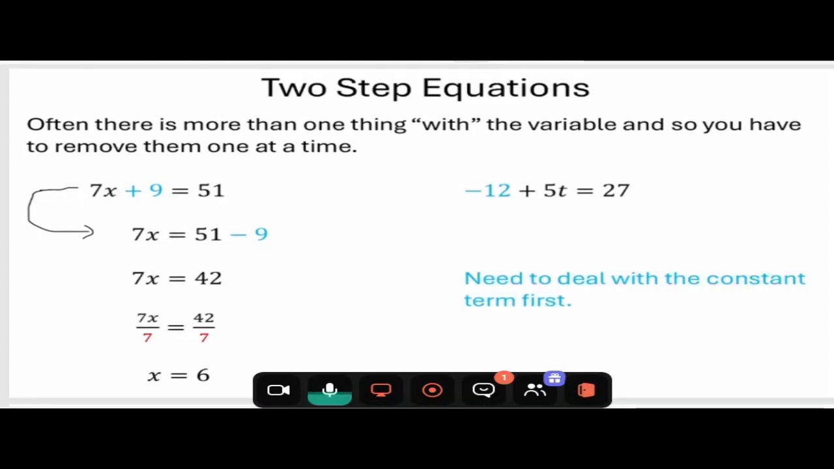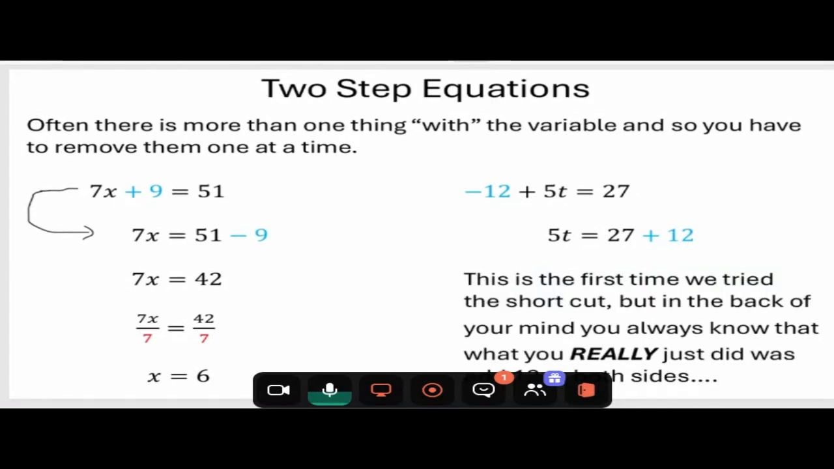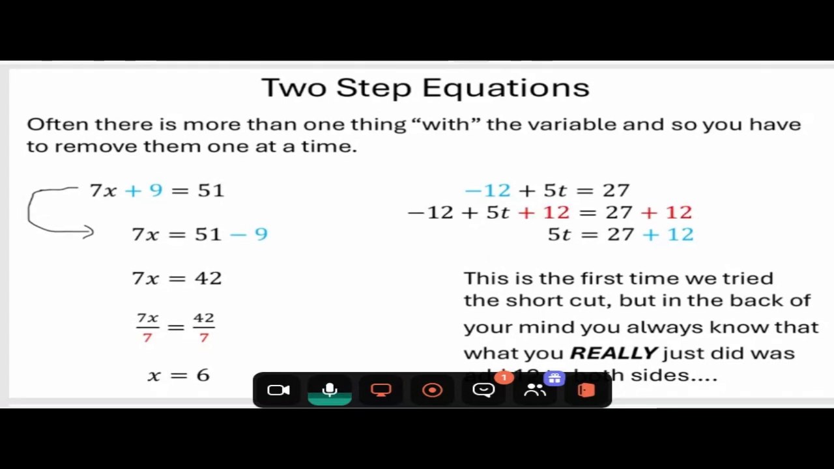So we are going to do the opposite of subtracting 12 by adding 12 to both sides, or our shortcut method, we say the subtracted 12 on the left becomes an added 12 on the right. And I think, yeah, this is the first time that we've tried our shortcut, but don't forget, in the back of your mind, you know that's what we actually did, right?